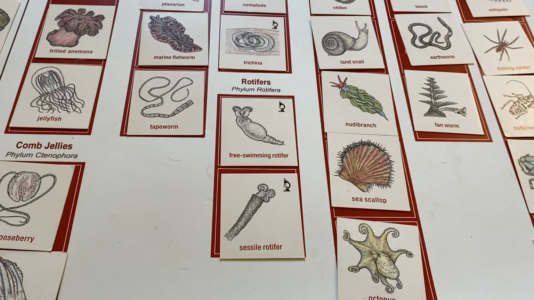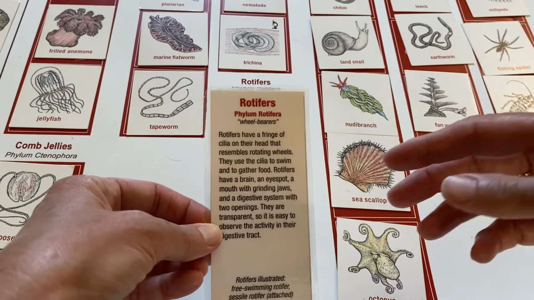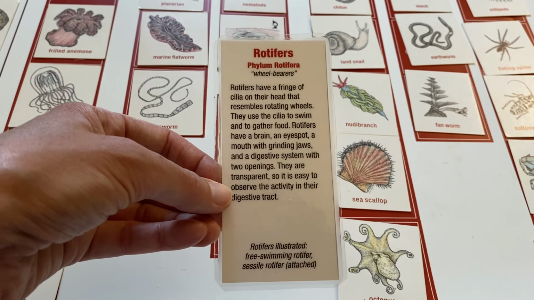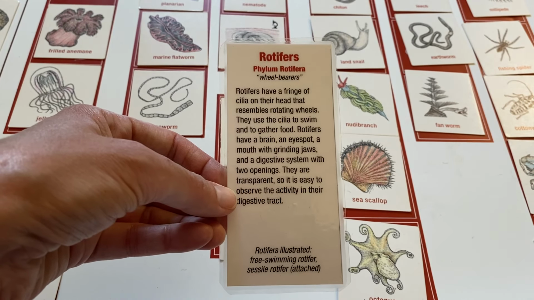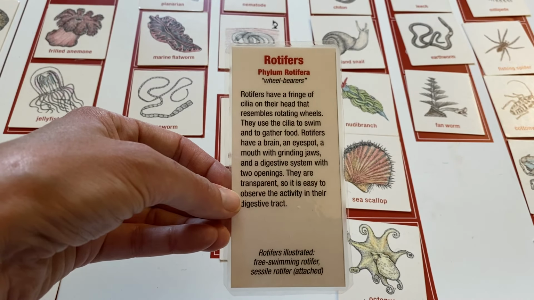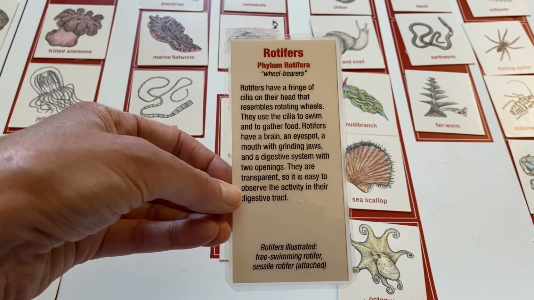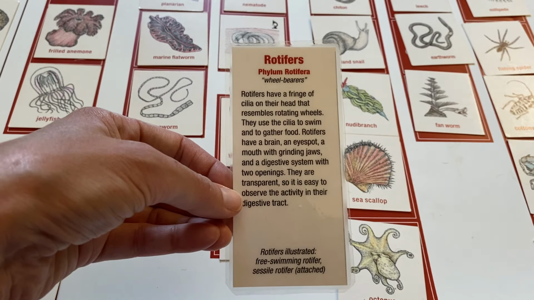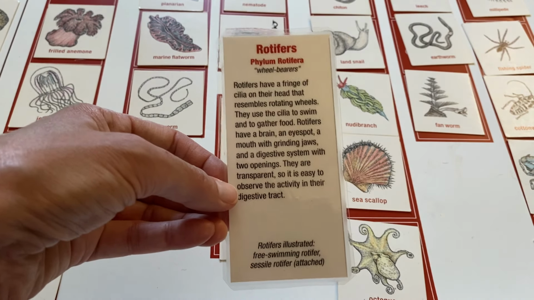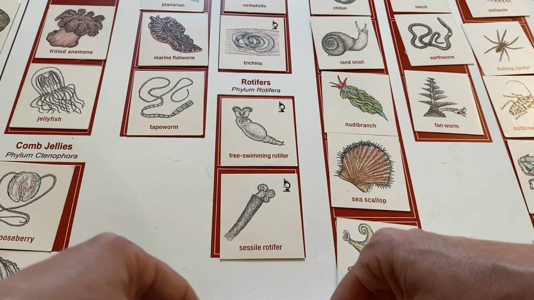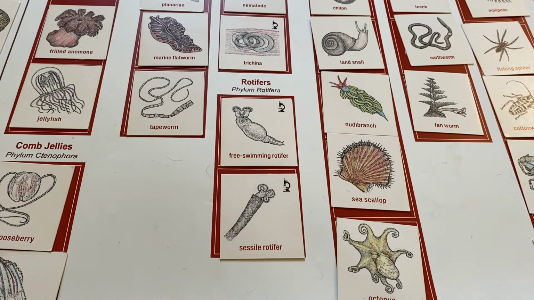But first I'm going to read to you about why they got their name, rotifer. The word rotifer means they have wheels. So it's wheelbearer. Rotifers have a fringe of cilia on their head that resembles a rotating wheel. They use the cilia to swim and to gather food. Rotifers have a brain, an eye spot, a mouth with grinding jaws, and a digestive system. They are transparent, so it is easy to observe what's in their bellies. So if they eat some plants, you can see the green going right through them.